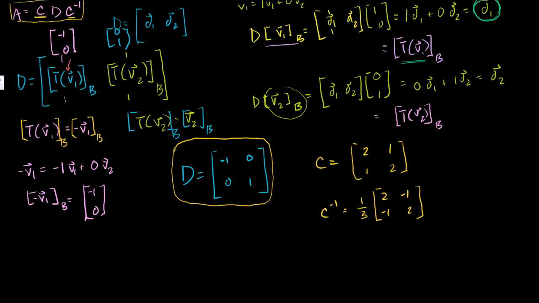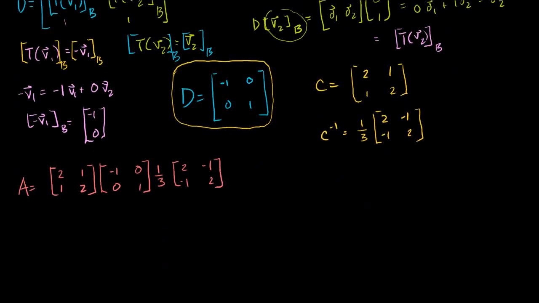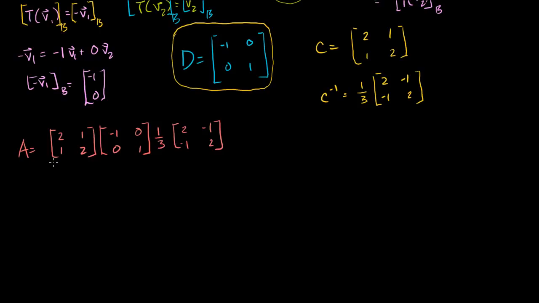So A is going to be equal to C, which is 2, 1, 1, 2, times D. D is -1, 0, 0, 1, times C inverse, which is 1/3, 2, -1, -1, 2. So let's solve this. Let's just do some matrix products. So let's do these two guys first. And what do we get?